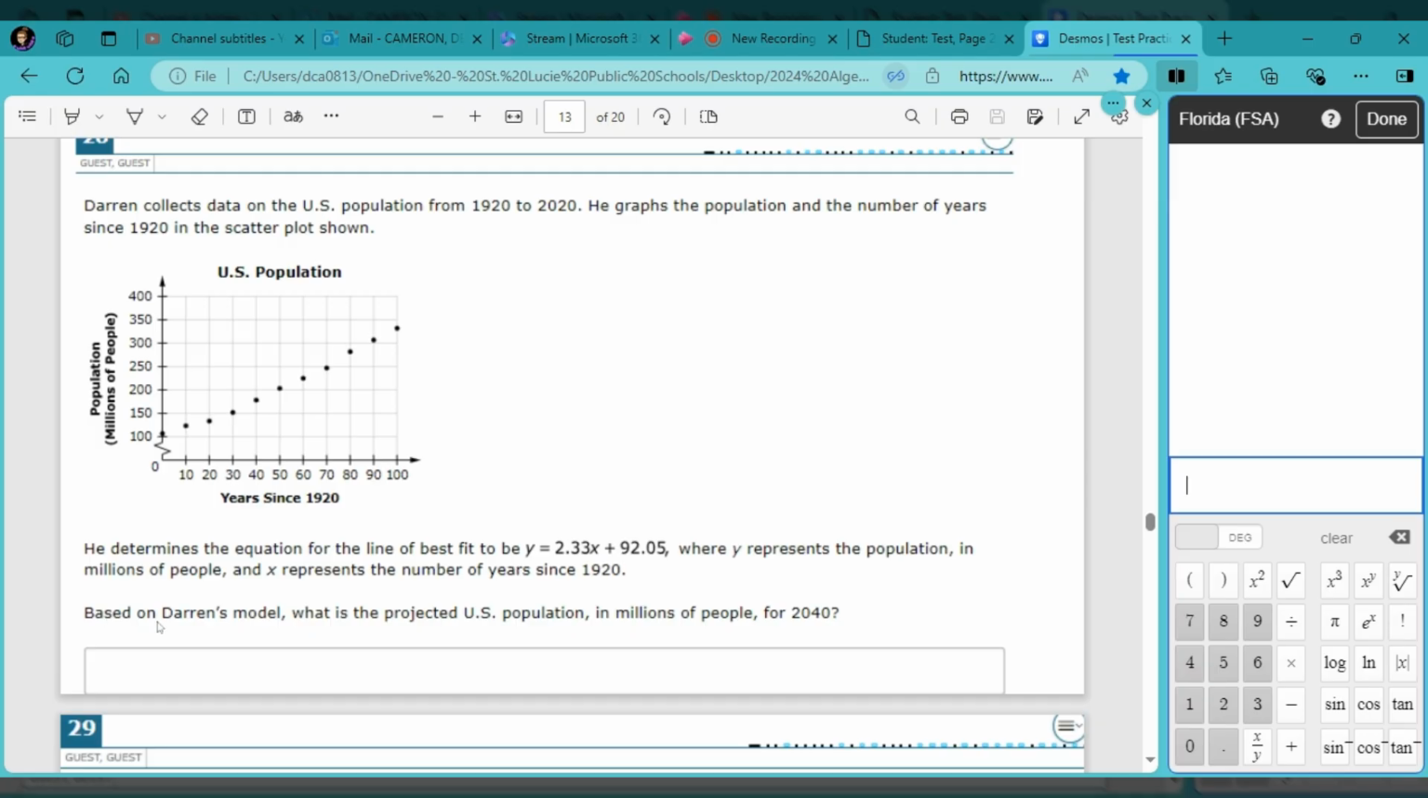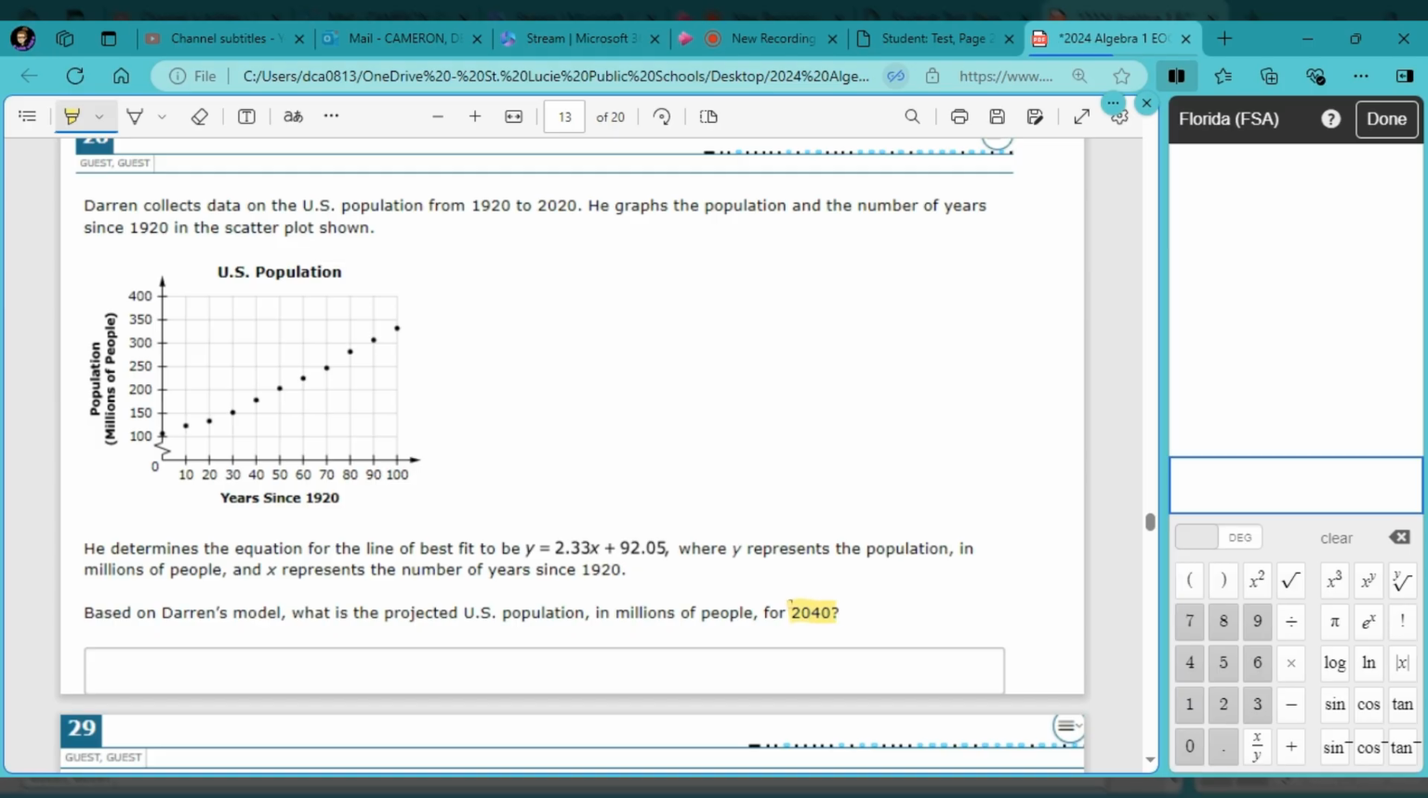Based on Darren's model, what is the projected U.S. population in millions of people for the year 2040? So we have a word problem here for this linear equation, which makes this line of best fit. So we've got to make some sense out of this word problem, right? So we want to find out what is happening, how many millions of people for the year 2040.